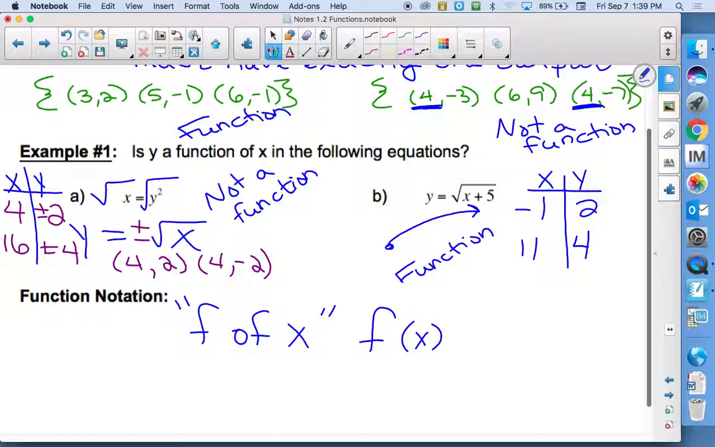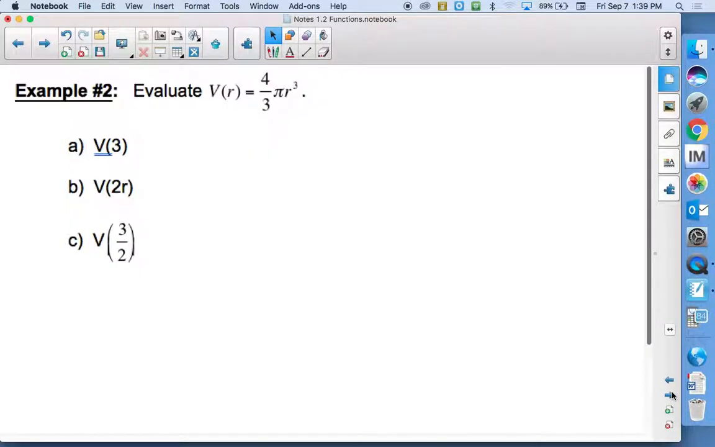Alright, so we're going to evaluate 3 separate problems dealing with one equation or formula. And that formula is V with parentheses R. What do you think V stands for? Grace. And the R is radius. Do you know what the volume formula represents up here, Grace? 4/3 pi r cubed. Yeah, nice job. This is the volume of a sphere, 4/3 pi r cubed.